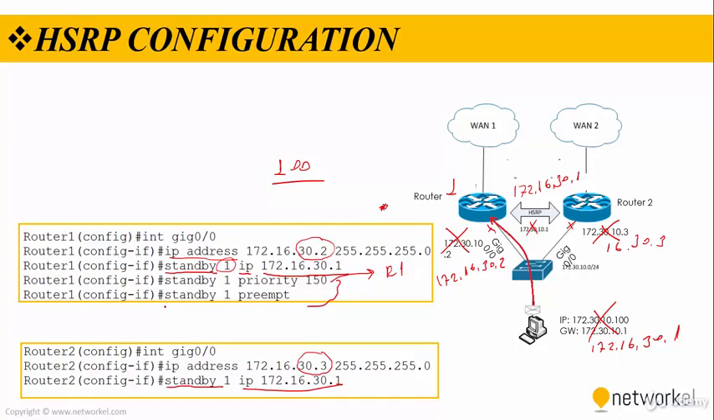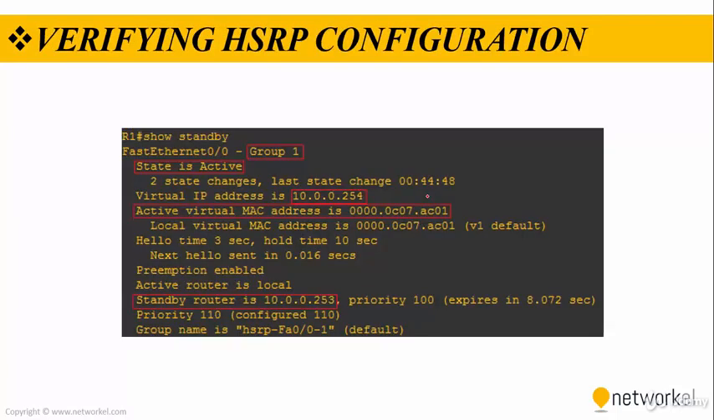And here, as you can see, I typed the standby 1 preempt command, which means I have configured the preemption. For example, if this router fails, this guy will be the active one. But when this router is back, this guy will be standby again and router 1 will be active because I configured the preemption.